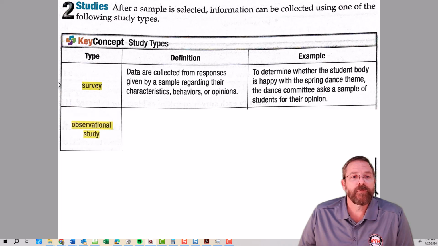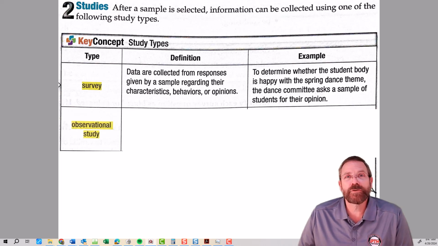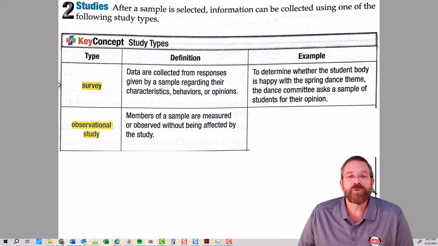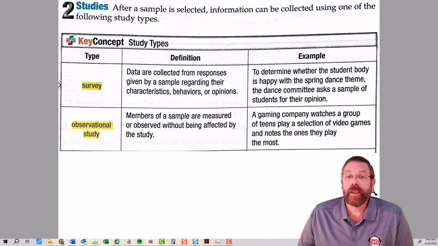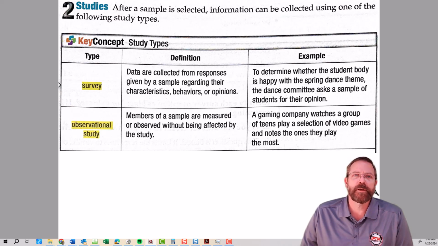The next possibility is going to be an observational study. An observational study is where members are measured without being affected by the study. Generally, they don't even know they're being studied. So what's happening here, a gaming company watches a group of teens play a selection of video games and notes which one the players play the most. That would be an observational study.